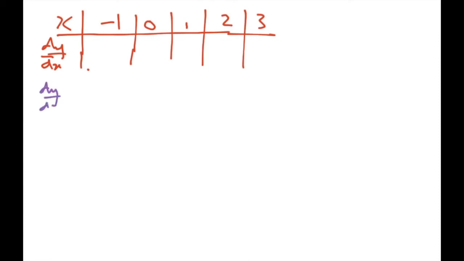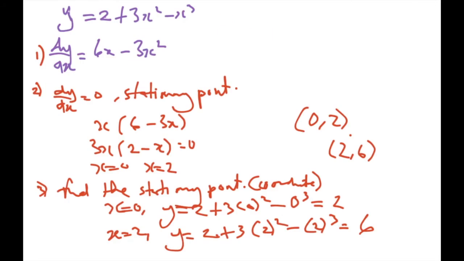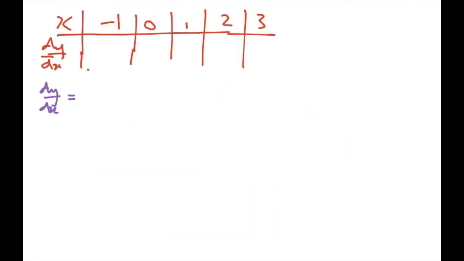So dy/dx equals 6x minus 3x squared. So 6 times -1 minus 3(-1) squared, which gives me -6 minus 3, so it's a negative gradient. Okay, if it's a negative gradient, the graph will be going downward. It's a decreasing graph, at least in that interval.